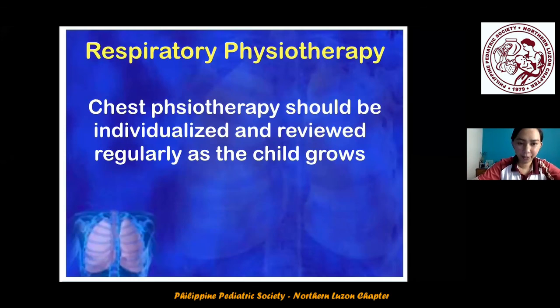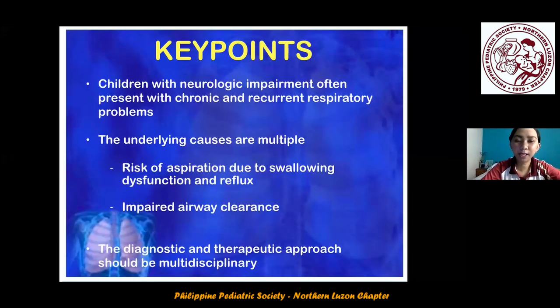So in summary, I have discussed with you that children with cerebral palsy often present with chronic and recurrent respiratory problems, and the underlying causes are multiple. And we have discussed the risk of aspiration due to swallowing dysfunction and reflux, as well as impaired airway clearance. And the diagnostic approach should be multidisciplinary.